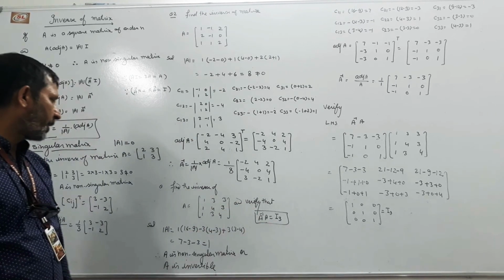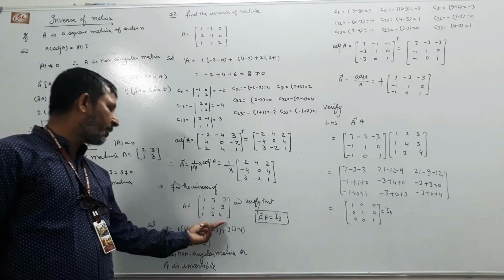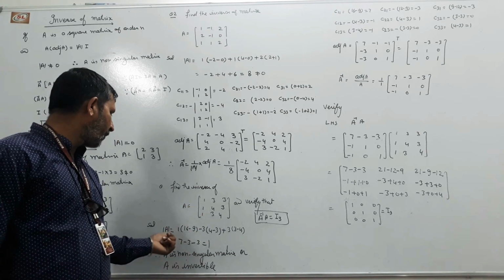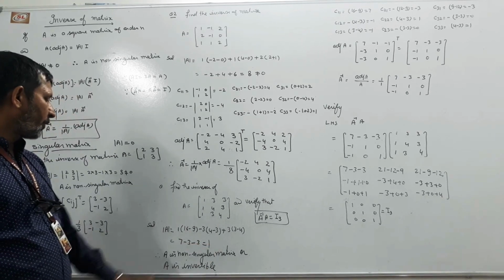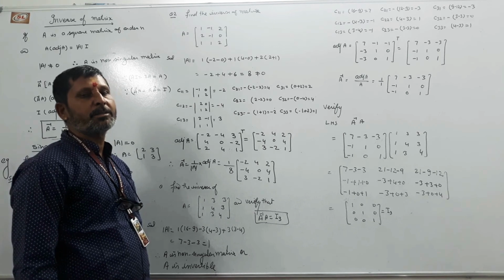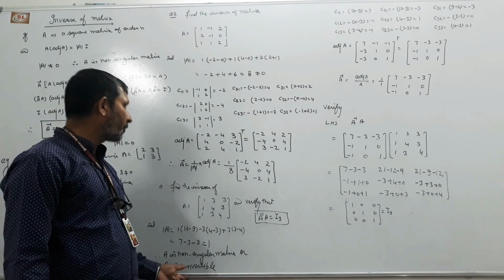And how can we prove it? By the same condition, first we find its determinant value. We expand it and the determinant value of A is 1. So therefore A is a non-singular matrix and every non-singular matrix is invertible. We find its inverse.